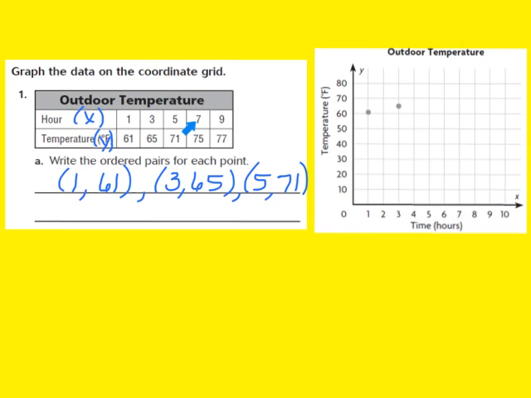Now I'm going to move on to my next set of data in the table. So I have hour 7, and at hour 7 it was 75 degrees Fahrenheit. So we're going to make that our next set of ordered pairs. So here's our 7 and 75.